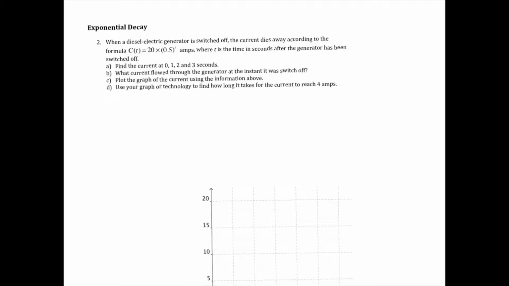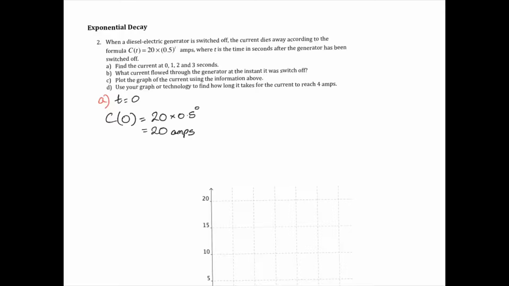Exponential decay. When a diesel electric generator is switched off, the current dies away according to the formula C(t) equals 20 times 0.5 to the t amps, where t is the time in seconds after the generator has been switched off. Find the current at 0, 1, 2, and 3 seconds. When t is 0, C(0) is 20 times 0.5 to the 0, which is just 20 amps.